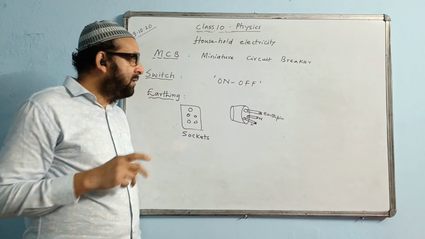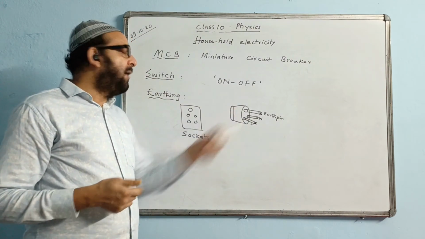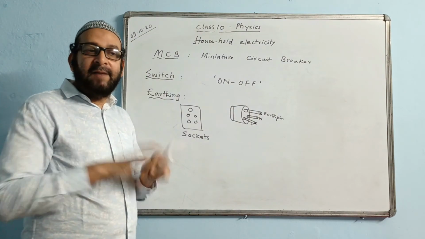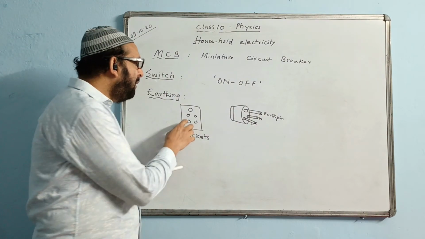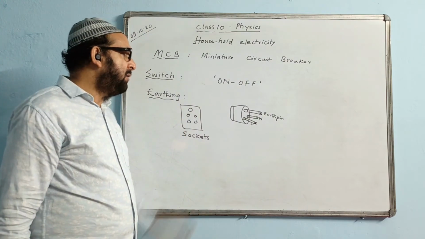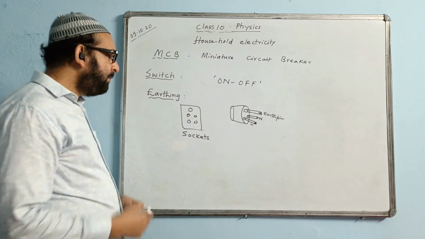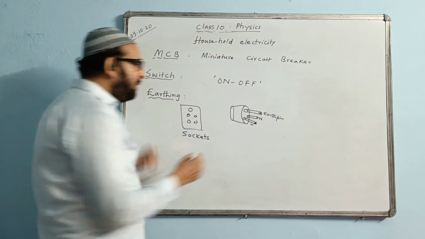Understood? I think two points: why the earth pin is made longer, to ensure safety first, and why it is made thicker, so that even by mistake it does not get inserted into any other sockets. So that is the reason here. Okay, now the next part and the last part, color code.